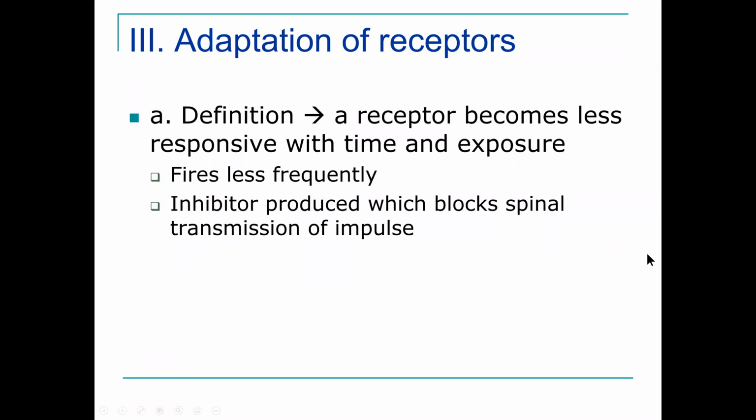A receptor becomes less responsive with time and exposure, and fires less frequently. An inhibitor is produced, which blocks spinal transmission of the impulse. So you may work in some place that's really hot and you don't notice it's hot, okay?